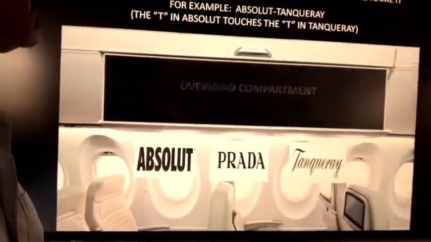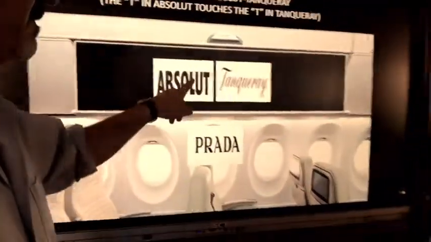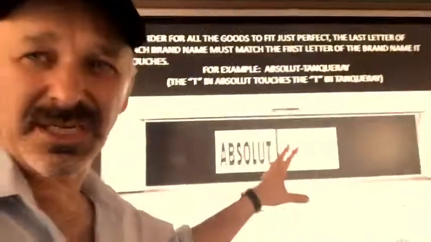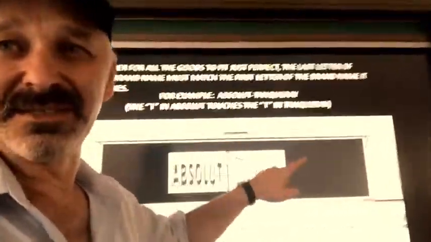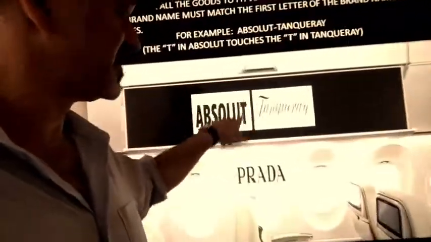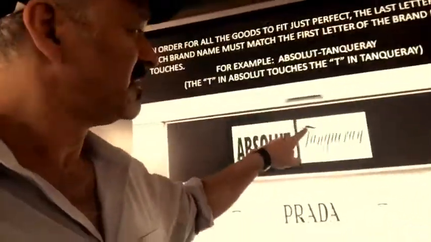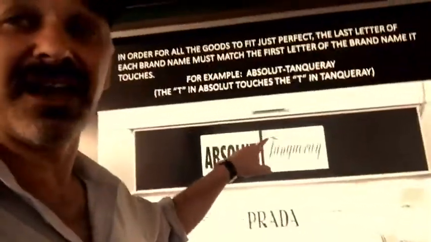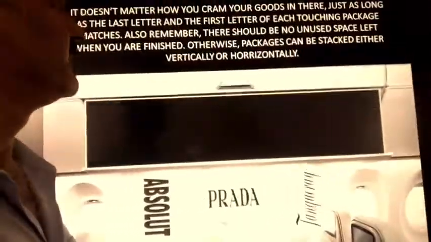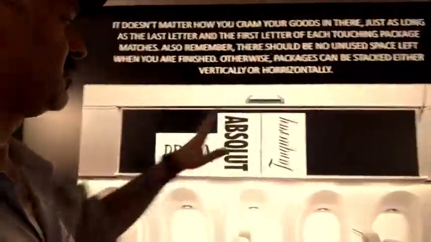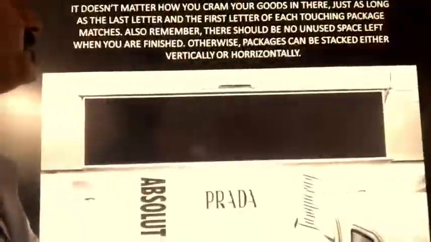Now, to make it a little challenging, if two pieces were touching, the last letter had to match the first letter of the other piece. So "absolut" ends with a T, so a piece touching it has to have a T at the beginning. That was a challenge. I gave them 2 minutes to do it, and I said they could be horizontal or vertical. Nothing could go diagonal.